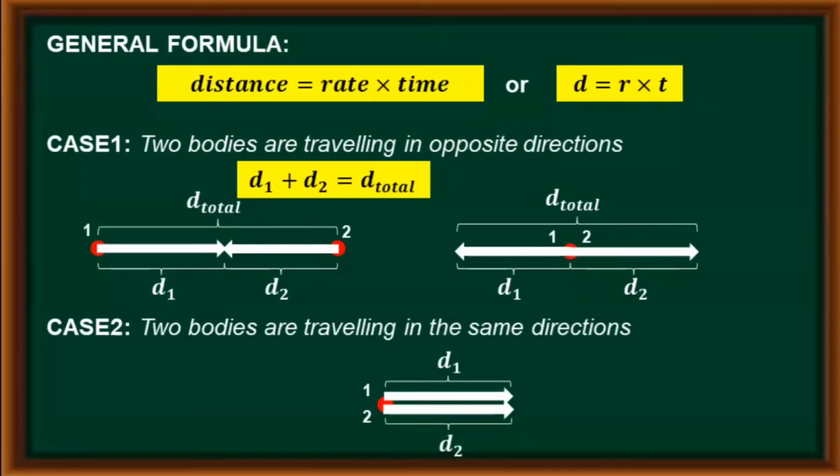So at the time that object number 2 already overtook object number 1, it means that the distance traveled by object number 2 is now equal to the distance traveled by object number 1. So our formula for case 2 would be d sub 1 is equal to d sub 2. Let us remember these two equations, and we will try to apply one of these equations correctly in our problems.